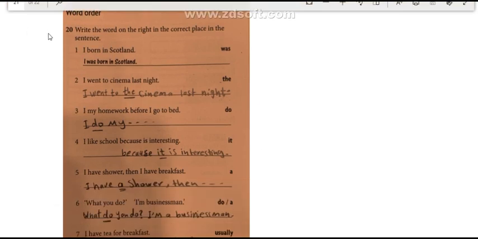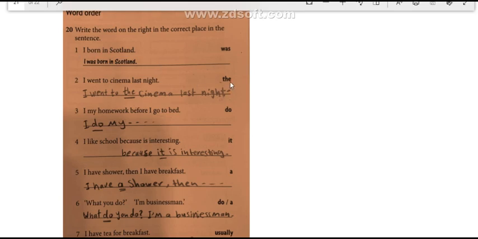Here we have to write the word on the right in the correct place in the sentences. Here we have a word and we put it in the correct form. Here, I was born in Scotland, because we have was as a helping verb. It will be between the subject and the main verb, so it will be I was born in Scotland.